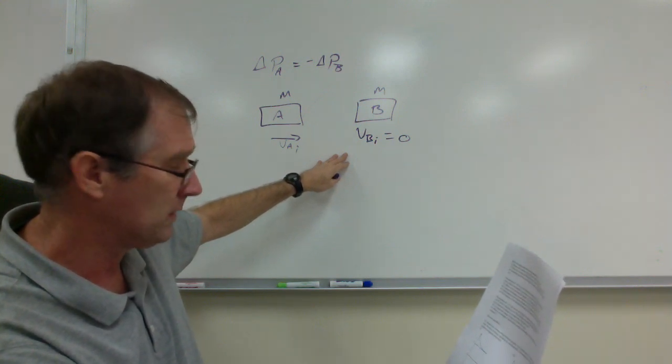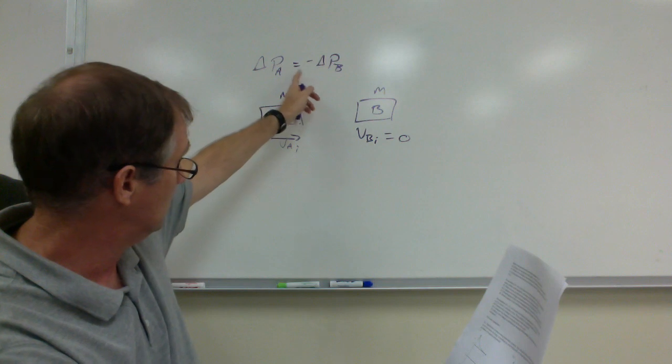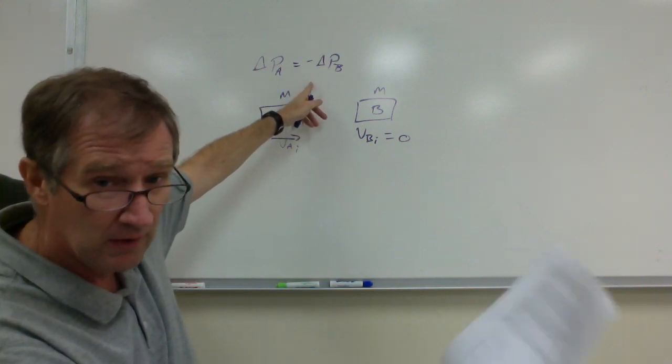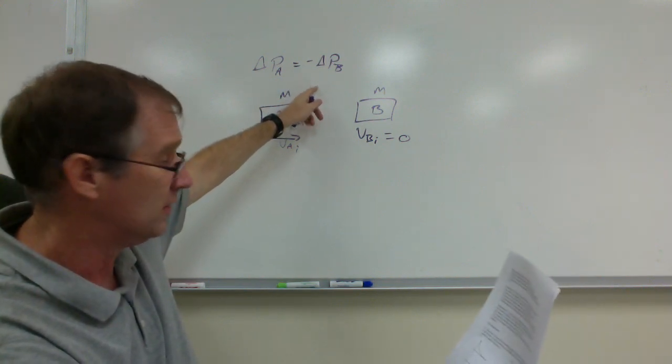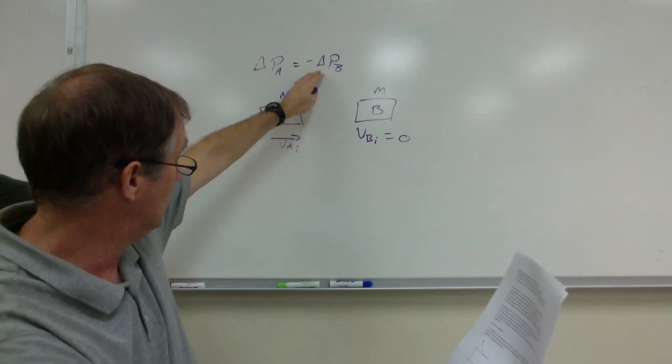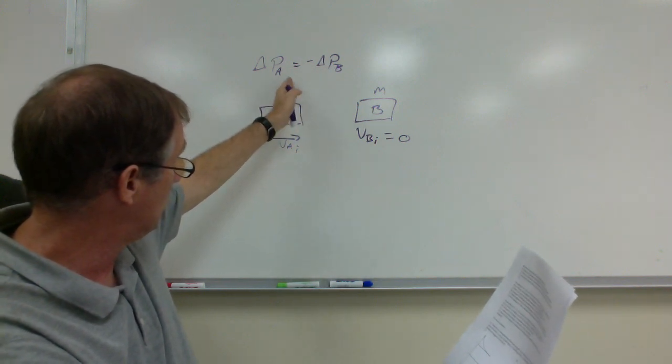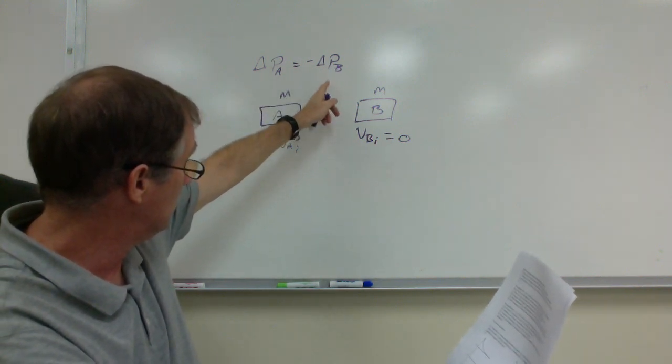Compare the change in momentum of the two carts. Well, it's always going to be equal and opposite, no matter what. Inelastic, elastic, whatever kind of collision it is, they'll always be equal and opposite. The change in momentum of A is equal and opposite to the change in momentum of B.